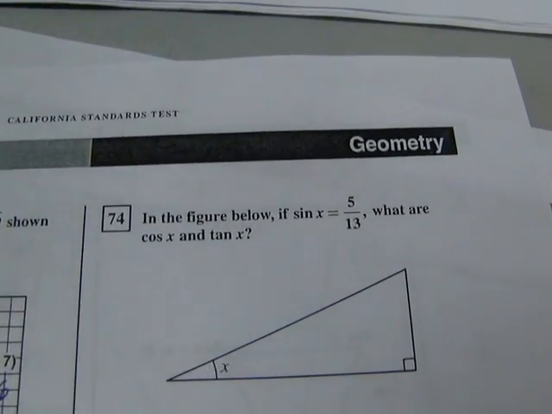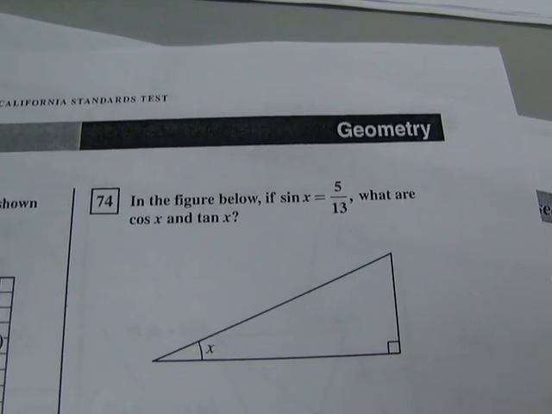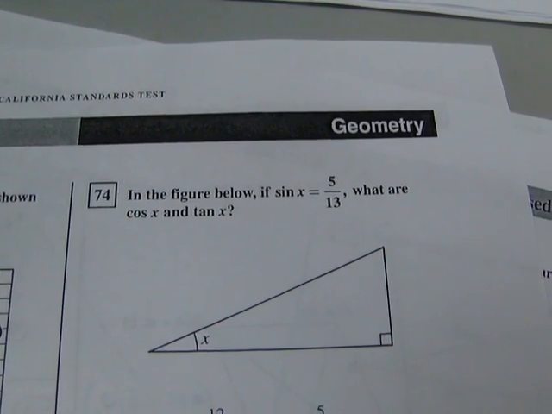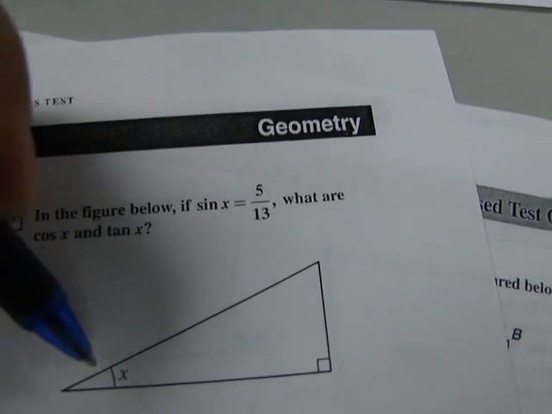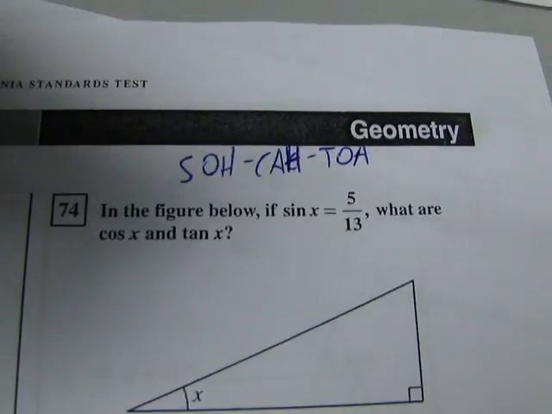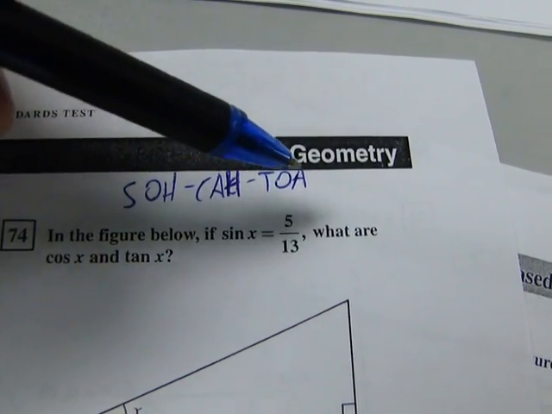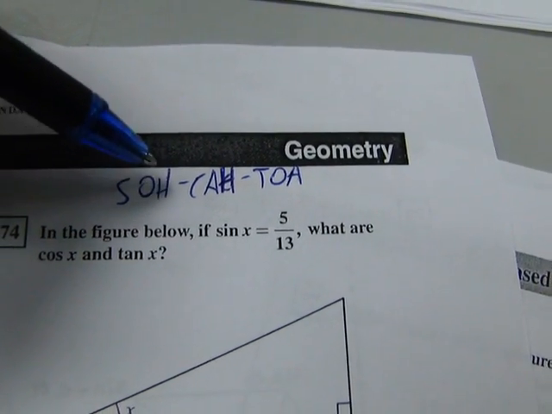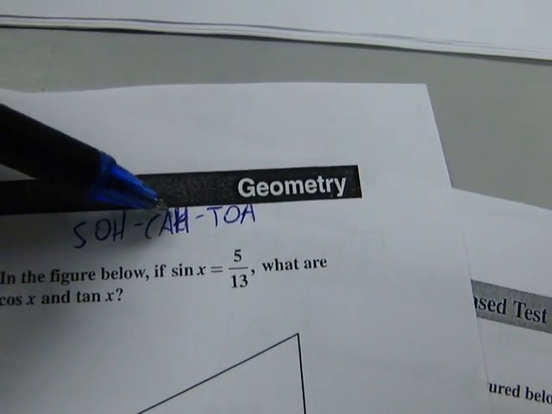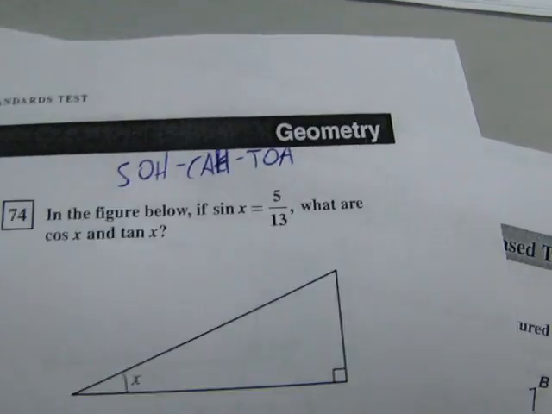So let's look at problem 74. In the figure below, if sine of x equals 5 over 13, what are cosine of x and tangent of x? Well, here's x. And remember, this whole thing functions on SOH CAH TOA. So sine is opposite over hypotenuse, cosine is adjacent over hypotenuse, and tangent is opposite over adjacent.